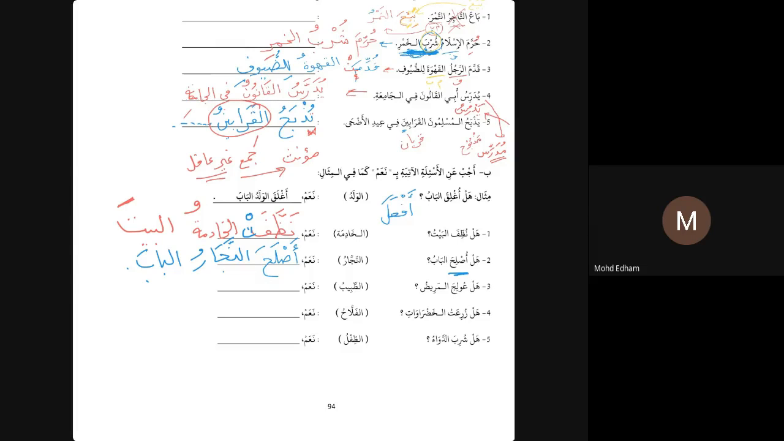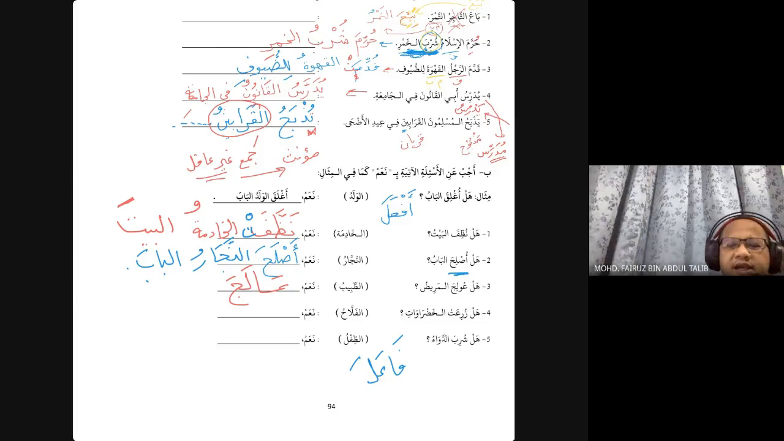Find this in the wazan: a 4-letter fi'il where the second letter is an alif. Look at the list of the wazan again. Fa'ala. Yes, correct. That is the wazan. So fa'ala. And what about the fi'il? Ulija becomes? Alaja. Yes, correct. Alaja is the word. Ulija is mabni lil majhul, alaja is mabni lil ma'lum.